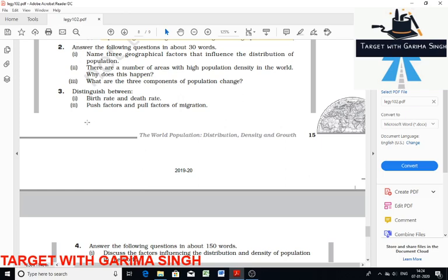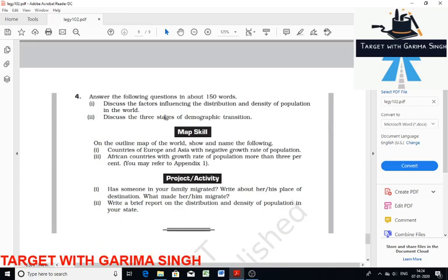Next is: answer the following question in about 150 words. These are long answer type. Discuss the factors influencing the distribution and density of population in the world. So there are various factors: geographical, economic and social. Geographical, you can write availability of water, landforms like plains, climate, soil fertility. Fertile soil is important for agriculture. Climate, people prefer living in areas that do not have extreme climate. So these are important geographical factors.